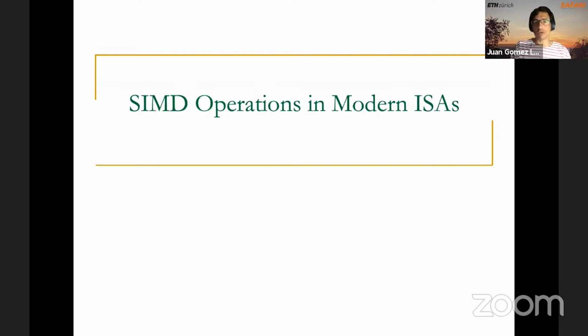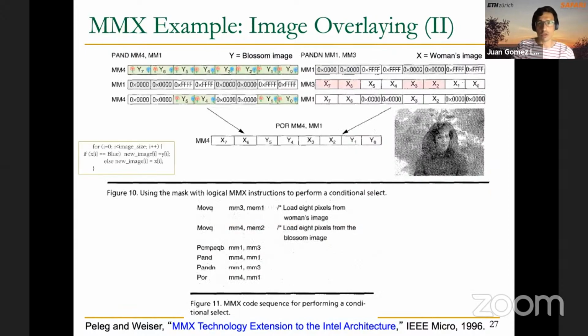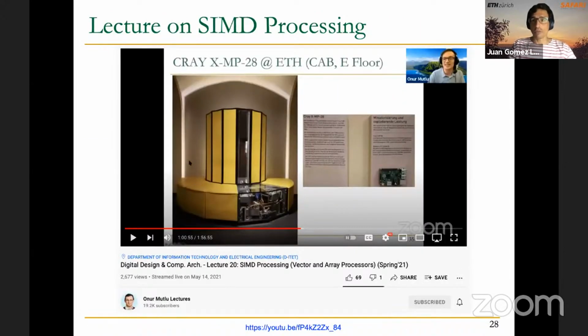Recall that the other day we already talked about SIMD operations. We talked about one case of a real world SIMD processor, let's say, which are the SIMD ISA extensions. We saw this example where we do some image processing using MMX instructions. In this case, it is overlaying the human image on the background image. We saw how this computation can be performed by using these pack instructions, which are the vector instructions or SIMD instructions in this MMX instruction set. If you want to learn more about SIMD processing, I would definitely recommend this lecture from Professor Mutlu from our bachelor's course, DDCA, Digital Design and Computer Architecture, where you can see a much more detailed description of all these concepts that I already explained.